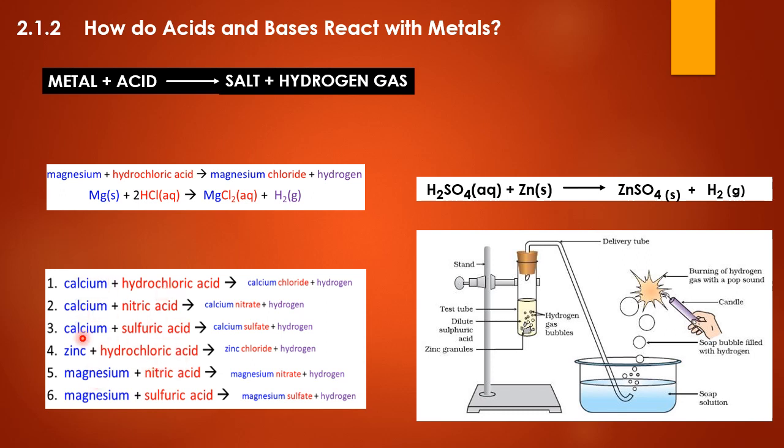Calcium, zinc, magnesium. These all are metals and they are reacting with acid. And what do we see? We can see that in this reaction respective salts are formed. But one thing is common and that is hydrogen. Hydrogen is formed.